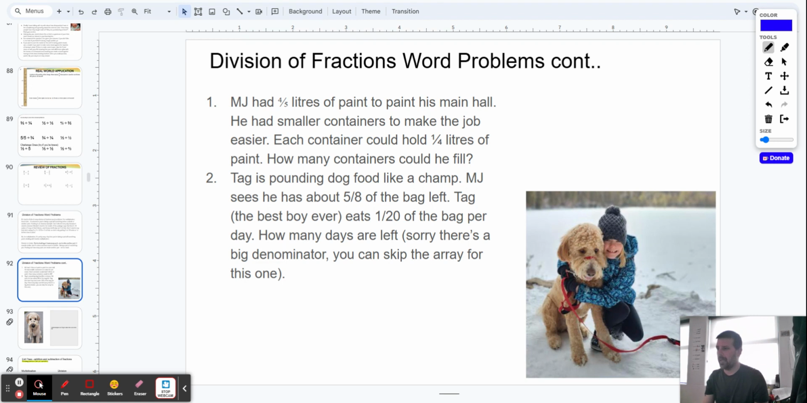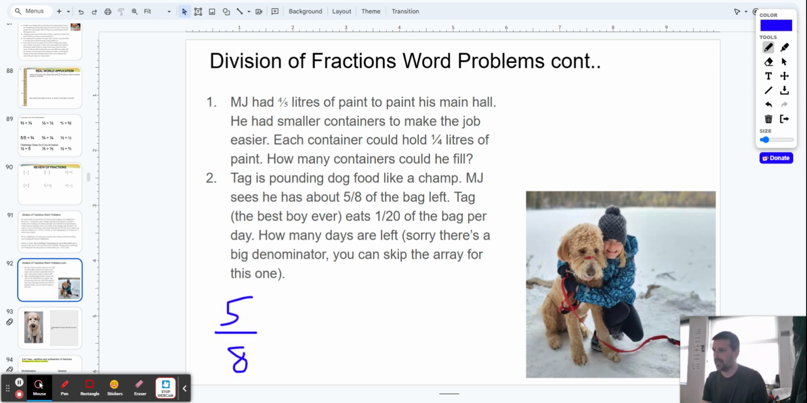So I've got 5/8 of the bag, and he eats 1/20th of the bag every day. Okay. This one I'm not going to build an array out of just because I'm dealing with 8ths and 20ths, and I don't want to draw that much. So for this one, we're going to use the boring, uninteresting sort of a trick way, but let's do it anyways. So start of the story, I've got 5/8 of the bag.